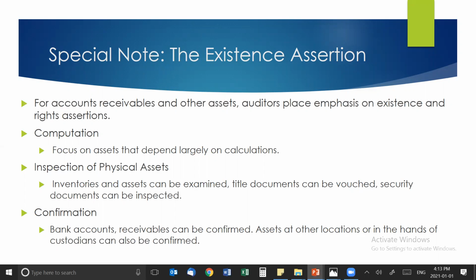You're going to do computation for the assets that have calculations. You would do inspection of physical assets. So you can look at the actual inventories. You do bank confirmations. So look at the bank accounts, receivables can be confirmed. You can look at assets that are at other locations, right? So if you do a physical inventory inspection, there might be several different warehouses and locations. So you want to go to a number of those, depending on the sample size.